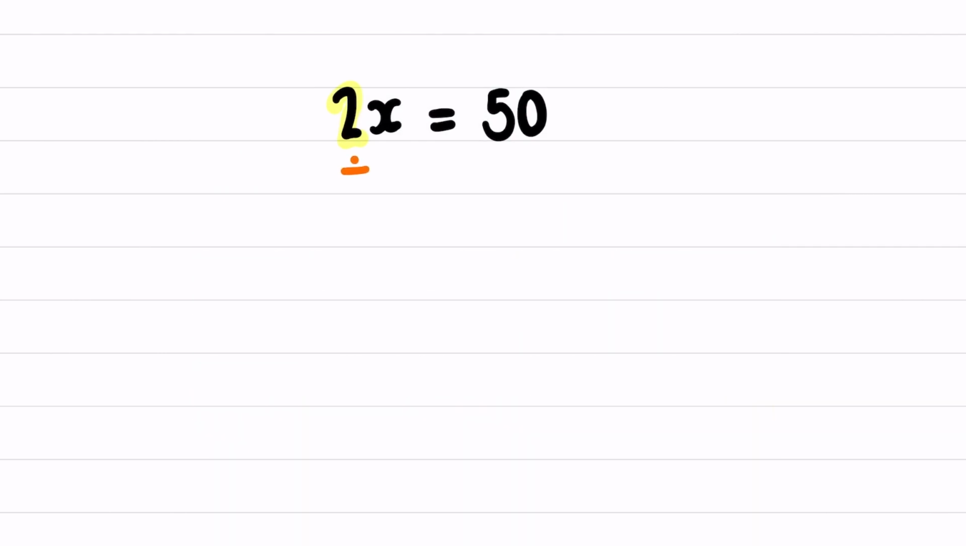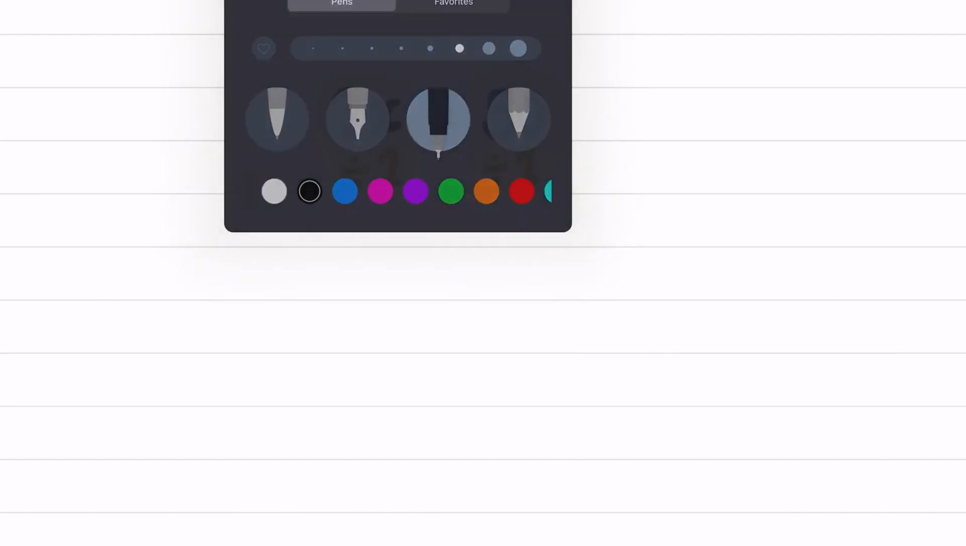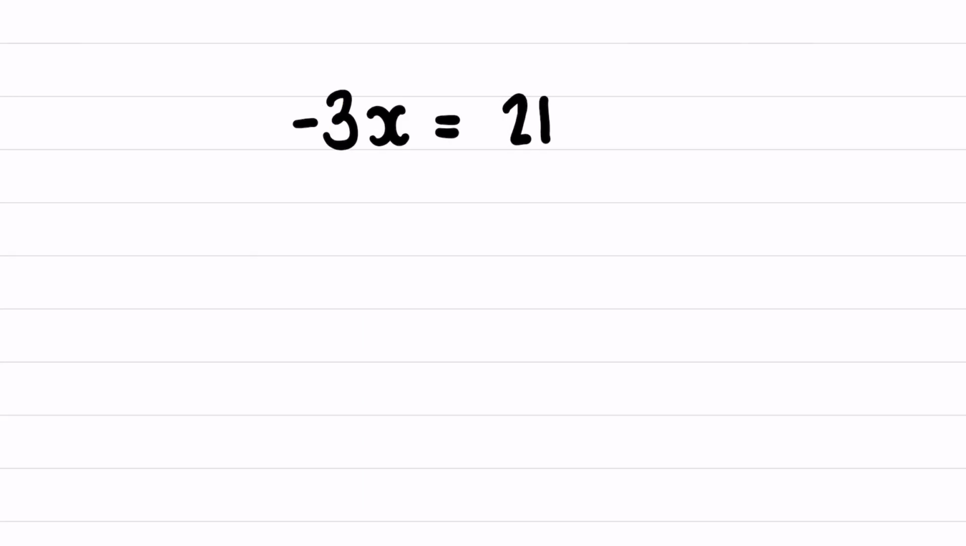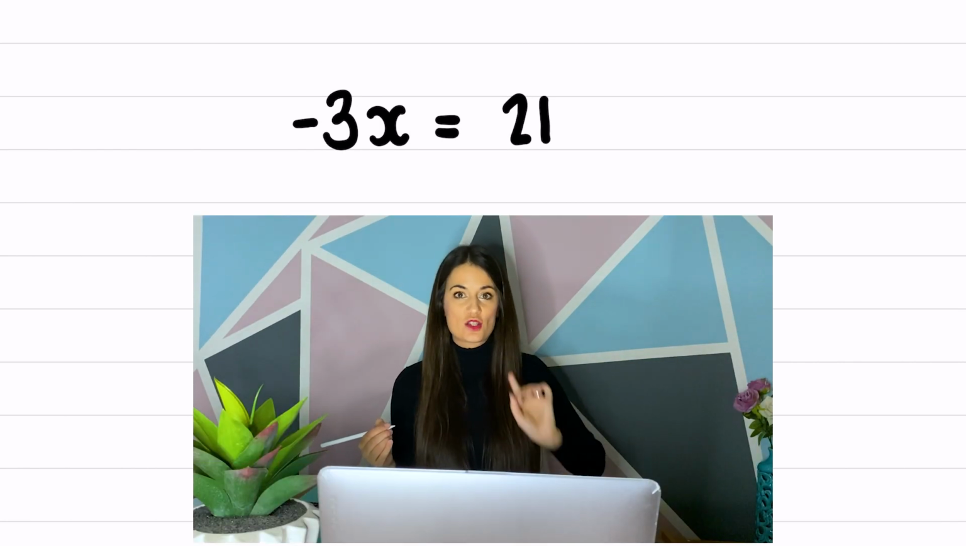And what's the opposite of multiplication? It's division. So I'm going to divide by 2, but it's an equation. So what I do to the one side, I'm going to do to the other side as well. So 2x divided by 2, the 2's are going to cancel. I'm going to be left with an x equal to 50 divided by 2 is 25. Alright, if I have negative 3x equal to 21, now there's a negative sign as well.